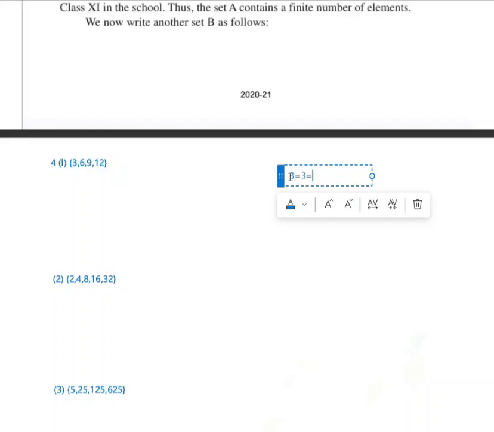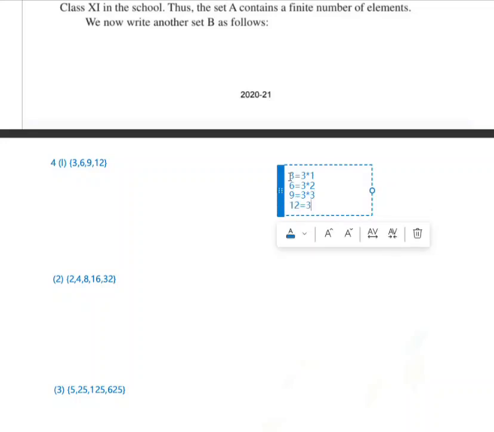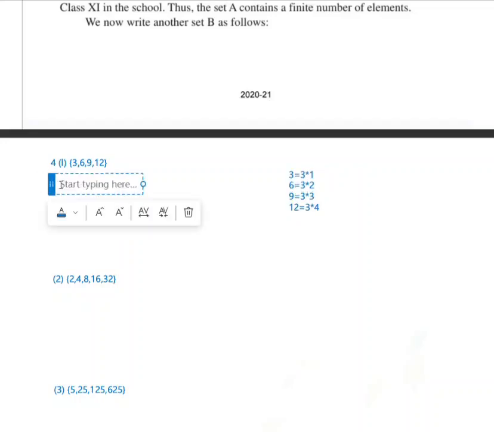So think like that. We can write 3 as 3 into 1, 6 as 3 into 2, 9 as 3 into 3, and 12 as 3 into 4. So we see a common pattern. These are multiples of 3 starting from 1, 2, 3, 4. This is the table of 3 from 1 to 4. So how can we write the set builder form of this?